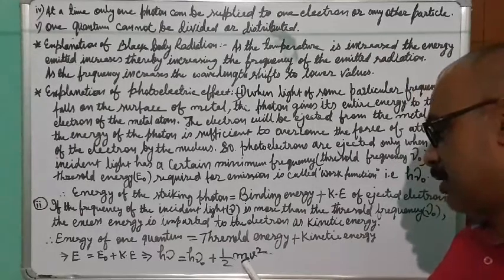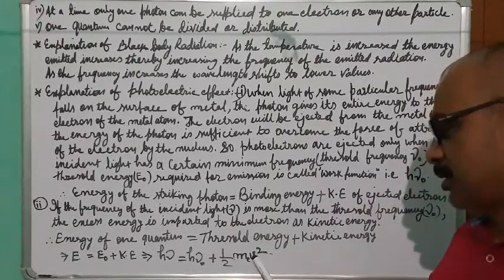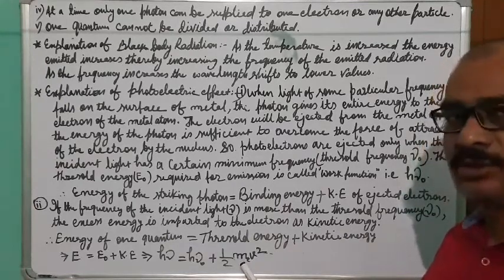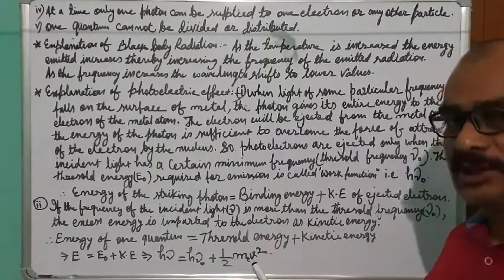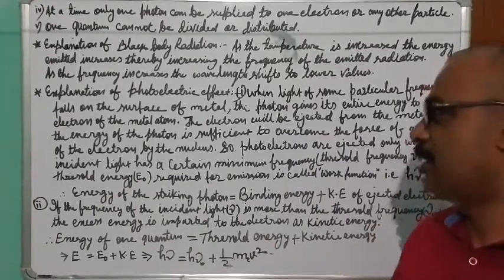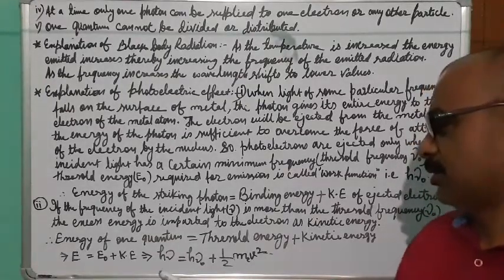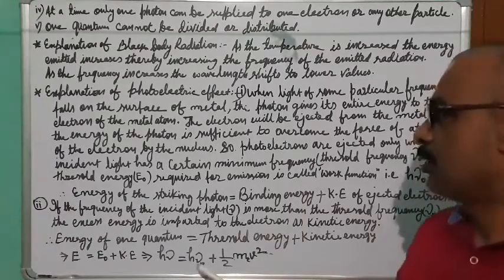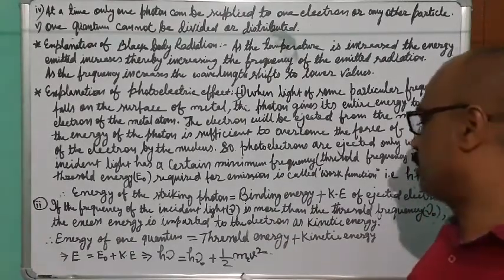Now in half m_e v square, m_e is the mass of the electron, and v is the velocity of the electron. So remember the symbols: m_e is the mass of the electron, v is the velocity of the electron. So this is the final mathematical representation of the photoelectric effect, and certain other things we will discuss in another lecture. Okay, thank you.